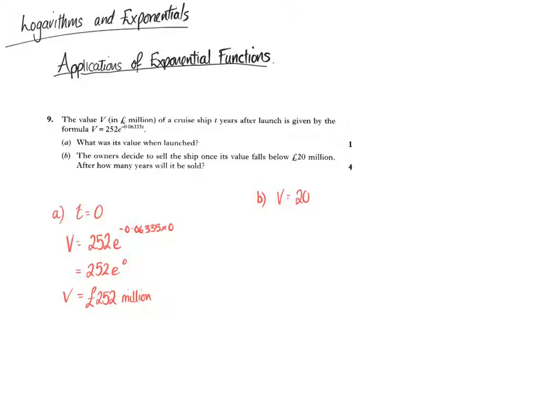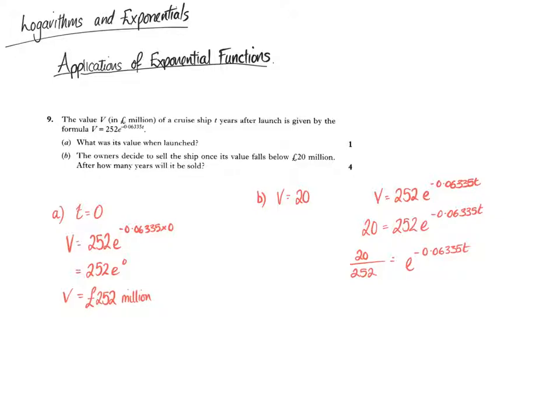Okay, so we can substitute this in. We have V equals 252 e to the negative 0.06335 t. Then we substitute in, so we get 20 is equal to 252 e to the negative 0.06335 t. Before we can do anything that's actually going to help us out, we need to get the e on its own on that side of the equation. So we're going to have to divide both sides by 252. So we get 20 divided by 252 is equal to e to the power of negative 0.06335 t.